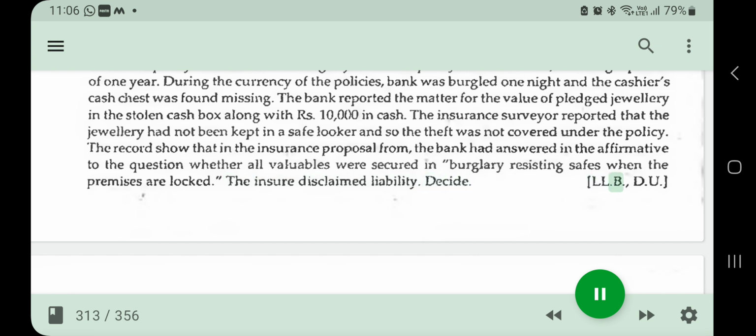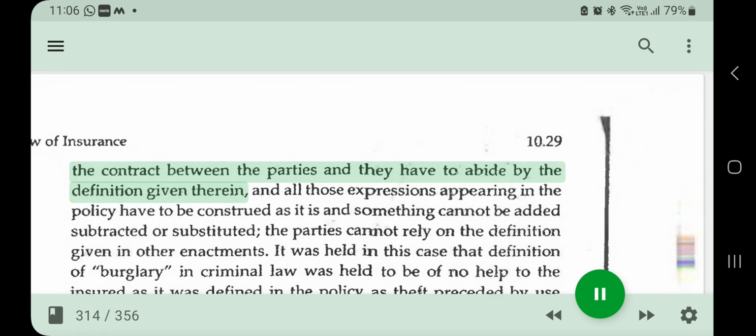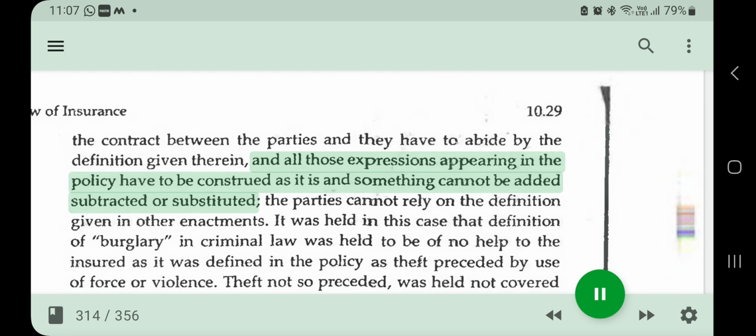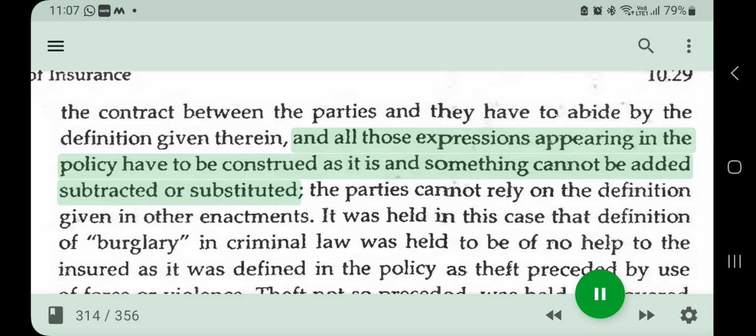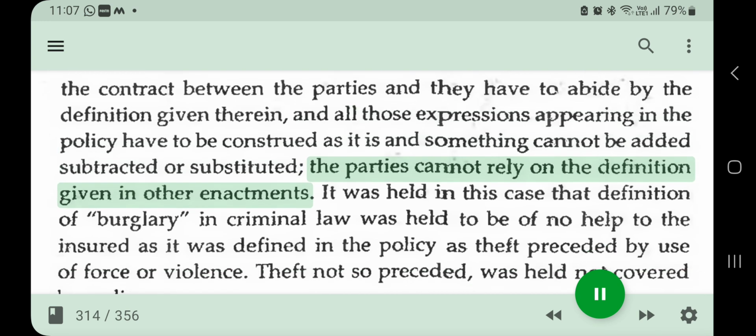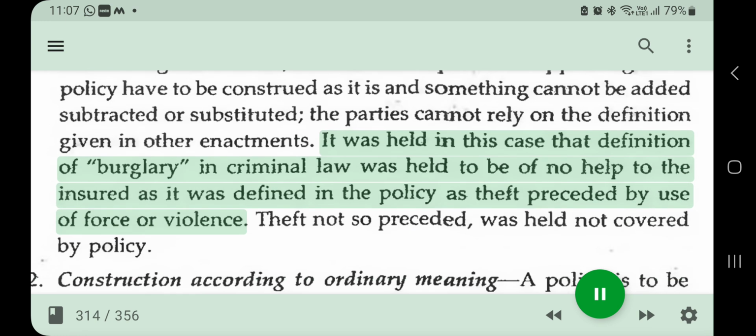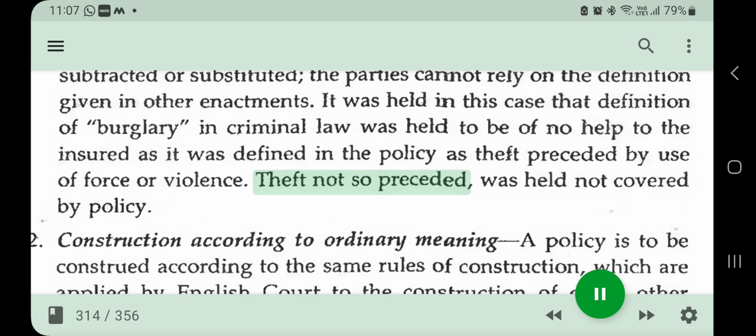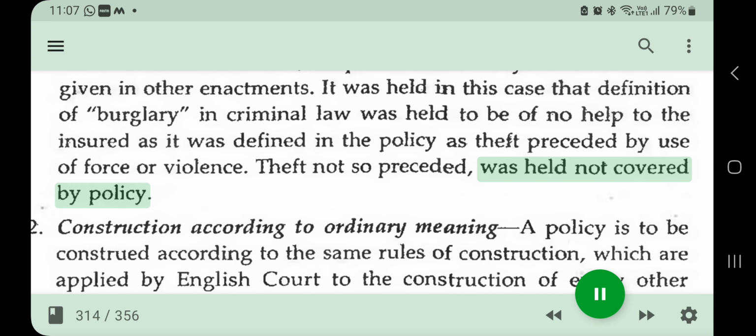Law of Insurance, 10.29. The contract is between the parties and they have to abide by the definition given therein, and all those expressions appearing in the policy have to be construed as they are, and something cannot be added, subtracted or substituted. The parties cannot rely on the definition given in other enactments. It was held in this case that the definition of burglary in criminal law was of no help to the insured as it was defined in the policy as theft preceded by use of force or violence. Theft not so preceded was held not covered by the policy.